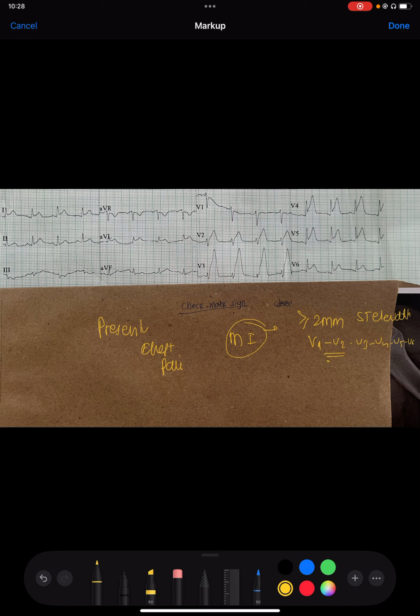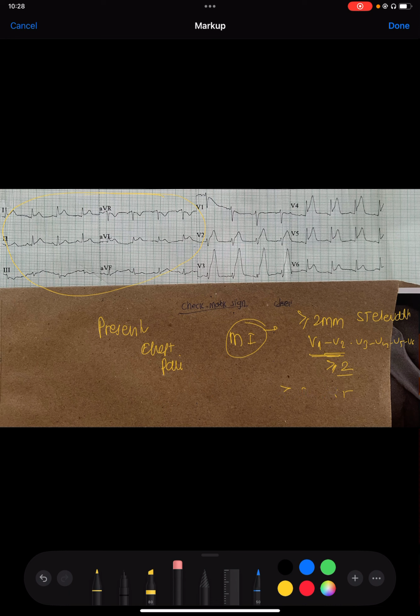There must be at least two or more consecutive lead involvement. Means it has to be either V1, V2, or V2, V3, or V3, V4, or V4, V5, or V5, V6. If it is more than two leads, then it is all good. And in limb leads, which are lead 1, 2, 3, AVR, AVL, and AVF, it has to be more than 1 millimeter ST elevation.